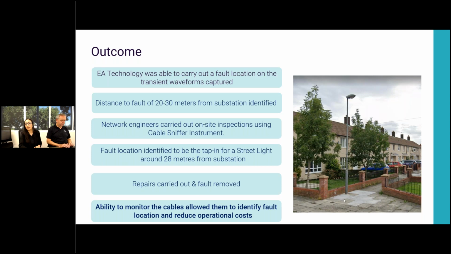Here on the ground, you can see where the repairs were carried out and the fault removed. At this point, no more fuse blow events happened. Therefore, they reduced the operational cost, and the reliability of the network was improved.